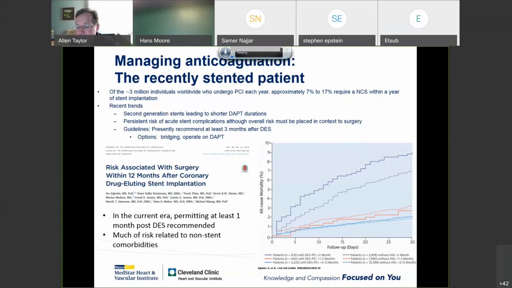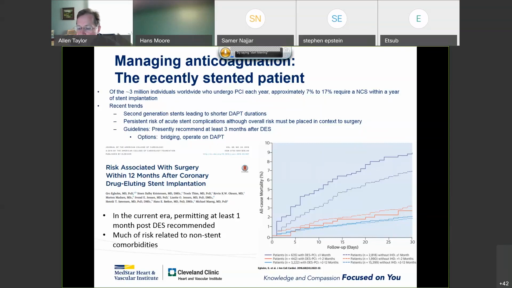In other words, the stent only drives a small fraction of the outcomes out to a month. Most of the outcomes at a month are driven by the non-stent comorbidities. And all those other lines there are patients with or without stenting, anywhere from 1 month or greater, or 2 months out to a year. And in fact, really no difference of outcomes in patients without recent stenting, in patients with ischemic heart disease.